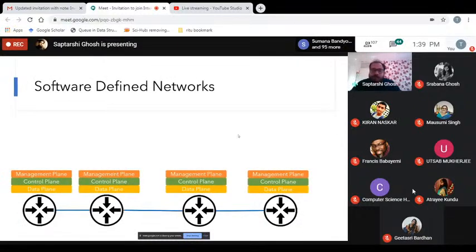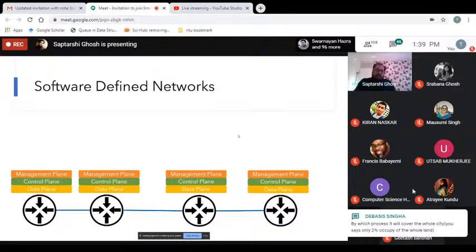So what is this software defined network? I talked about software defined network. I said that it changed the world. Now, how did it change? So initially we had a scenario like this, where routers are there.